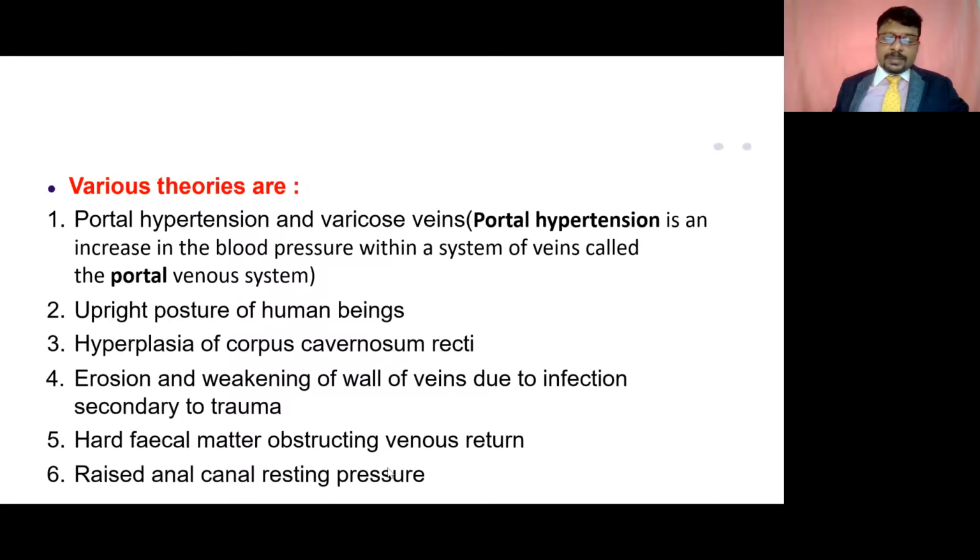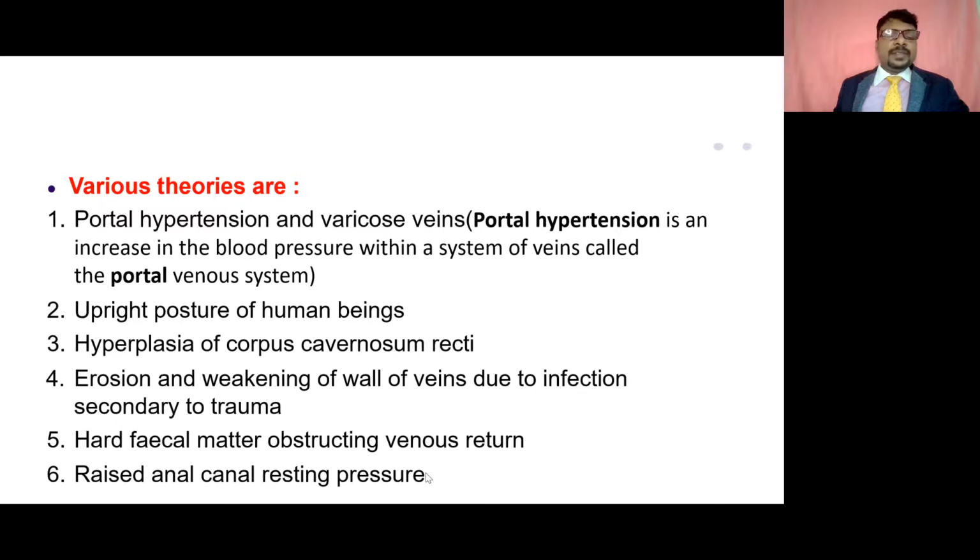Hard fecal matter obstructing the venous return. This hard fecal matter is nothing but constipation, so because of the constipation they obstruct the venous return. Raised anal canal resting pressure. That means those who sit continuously for a prolonged time, especially in desktop jobs. If they sit continuously for 8 hours, the pressure on the anus is more, and if the anal canal resting pressure is raised, it may give hemorrhoids.